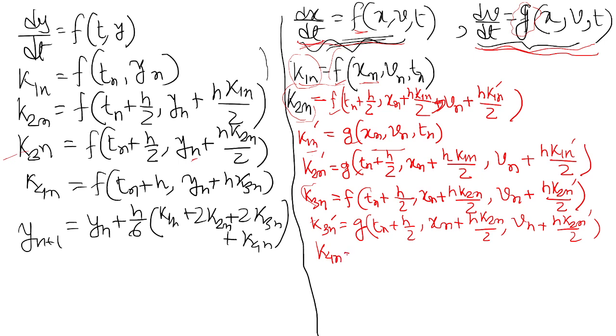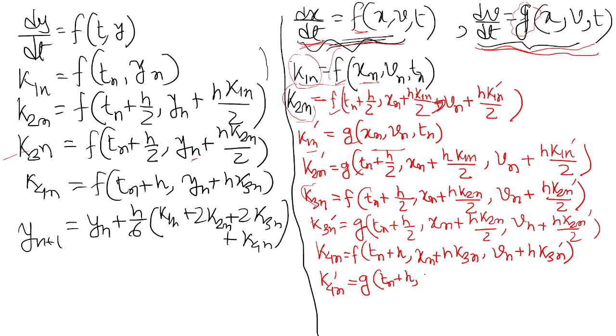And the last coefficients will be with tn plus h, xn plus h k3n, vn plus h k3n prime. So k4n prime will be equal to g of tn plus h, xn plus h k3n, vn plus h k3n prime.